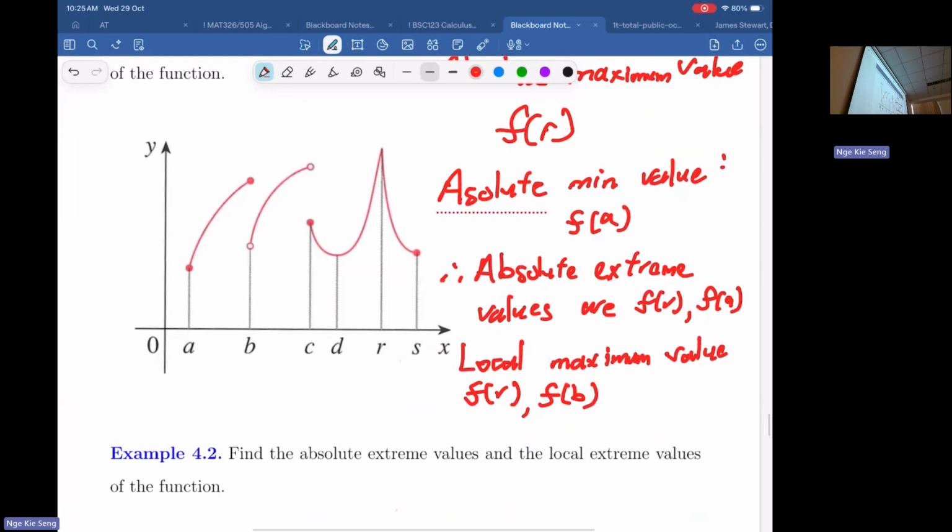How about local minima? Here we go the other direction. We find the bottom one, the bottom guy. So what are the local minima here?